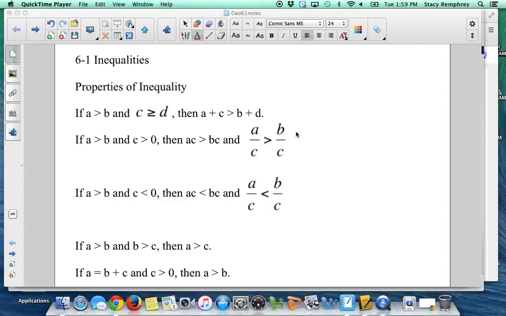This is the first lesson for Chapter 6. Chapter 6 is all about inequalities and then how they are used in geometry. So the first slide here is properties of inequality.